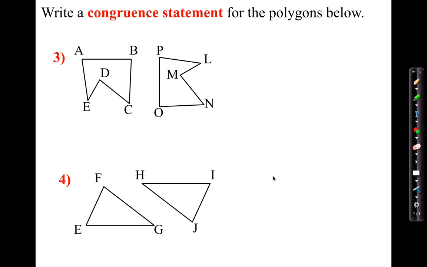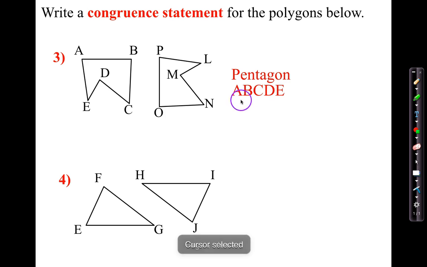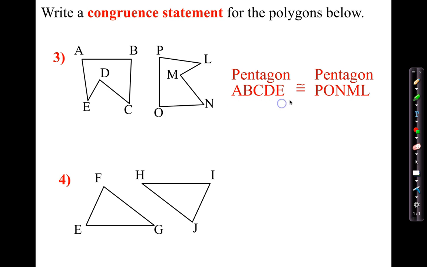Okay, so let's see how well we did. Hopefully for number 3, you were able to visualize it well enough and not have to use the strategy that I did in the previous one. This one has 1, 2, 3, 4, 5 sides, so we wouldn't call it a quadrilateral. Instead, it's referred to as a pentagon. So here is the answer that I have. I have pentagon ABCD is congruent to pentagon PONML.